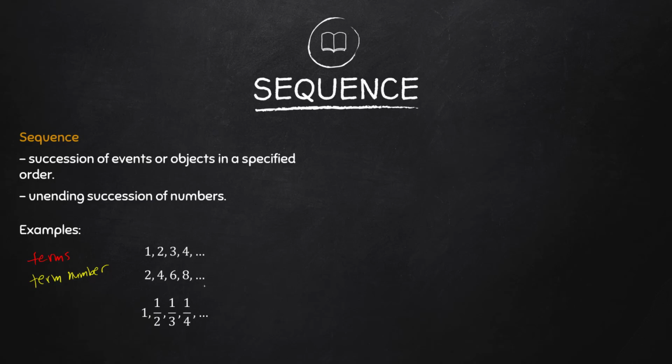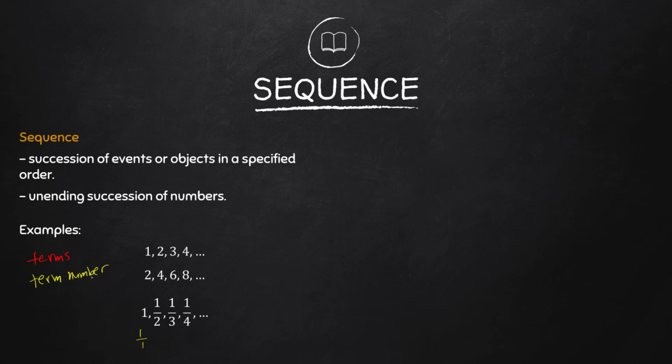So, let's take a look at this second example. 2, 4, 6, 8. If you will notice, pag sinabing sequence, we are always following a certain pattern. In this case, we are increasing it by 2. In the first example, we are increasing the number by 1. In the third example, we are increasing the denominator by 1 because yung 1 here can also be written as 1 over 1. Right? So, nag-i-increase yung denominator by 1. So, pag sinabing sequence, there is always a pattern in finding the succeeding numbers.